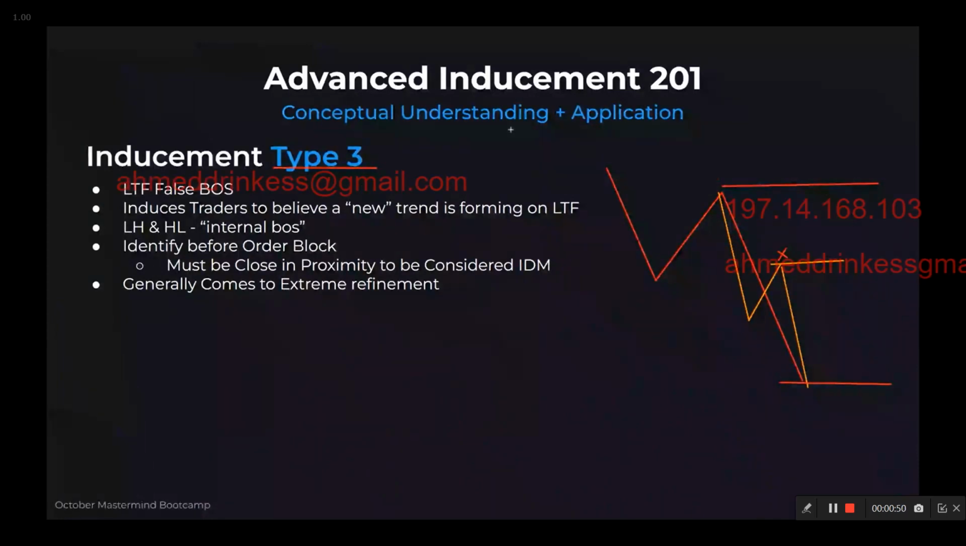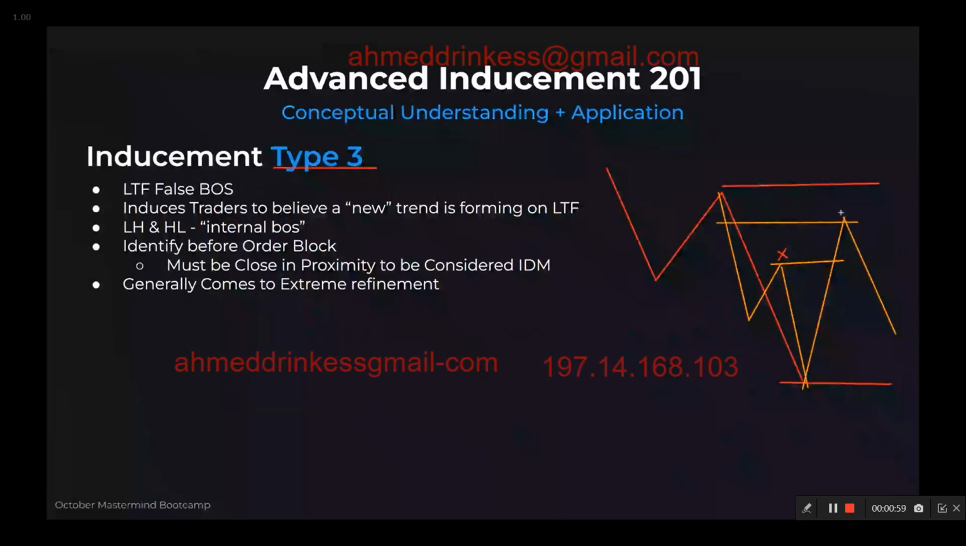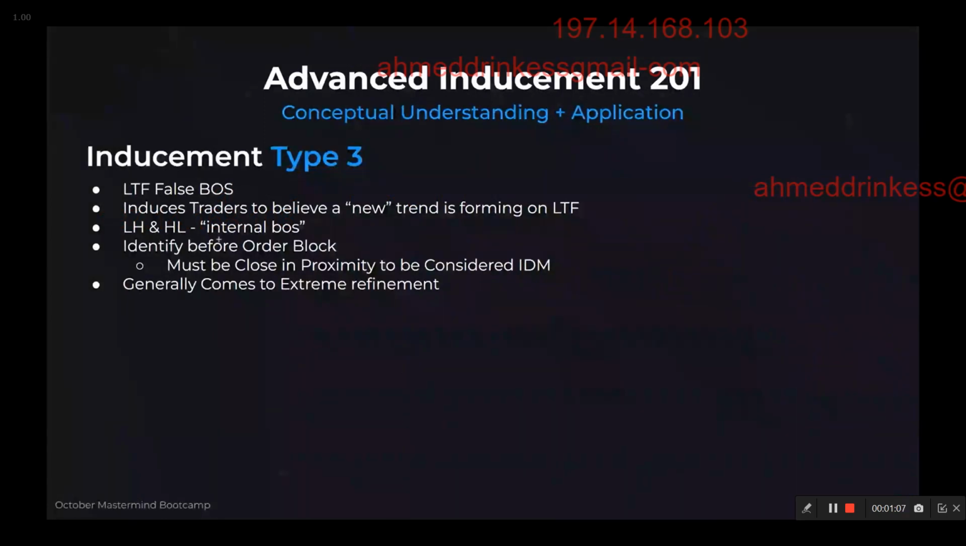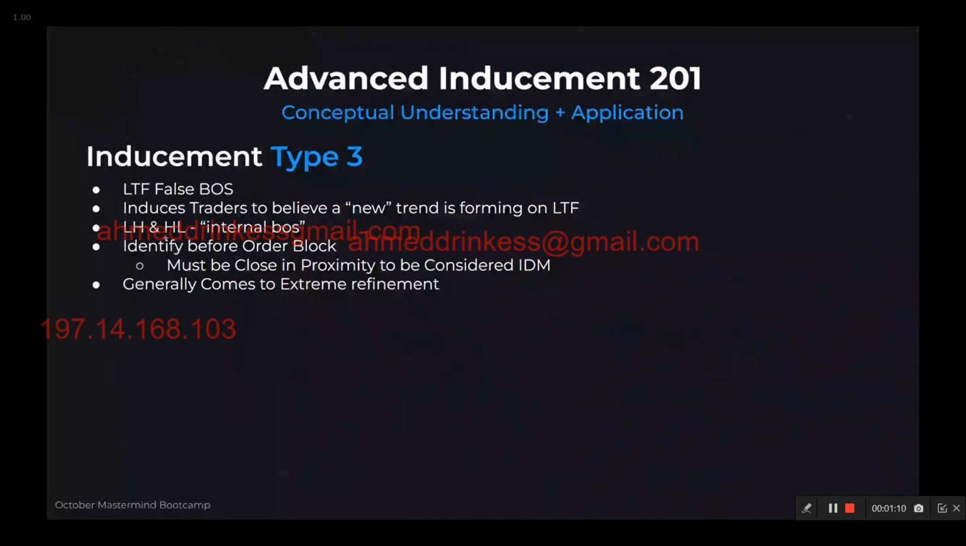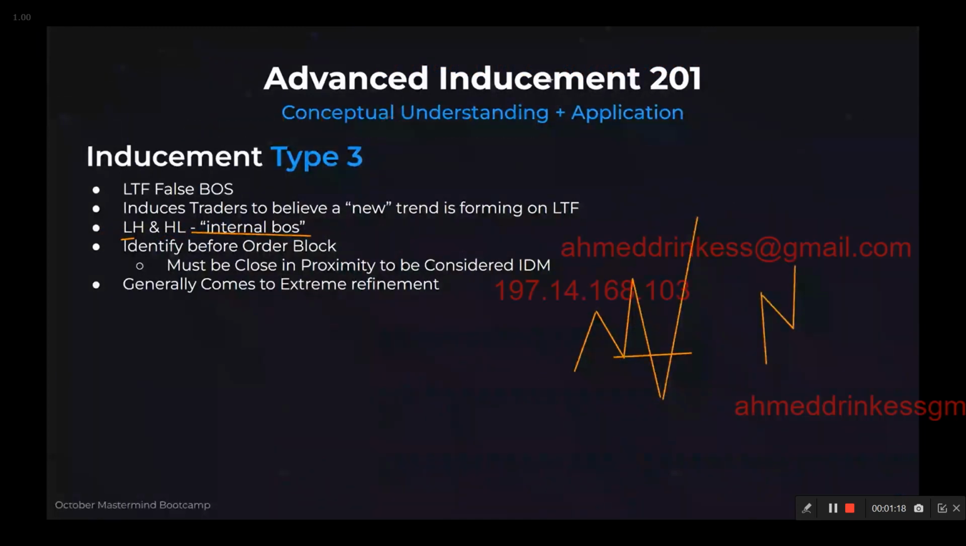So it's that false BOS that's going to trick everyone thinking, oh, now this is going to be a pullback on this leg, but then it's actually going to do what? Make the main mitigation and then fail all the way lower, right? Do traders believe a new trend is forming on the lower time frame? It is our lower high and higher low internal BOS. Internal BOS to go higher. Not that, then the inverse.